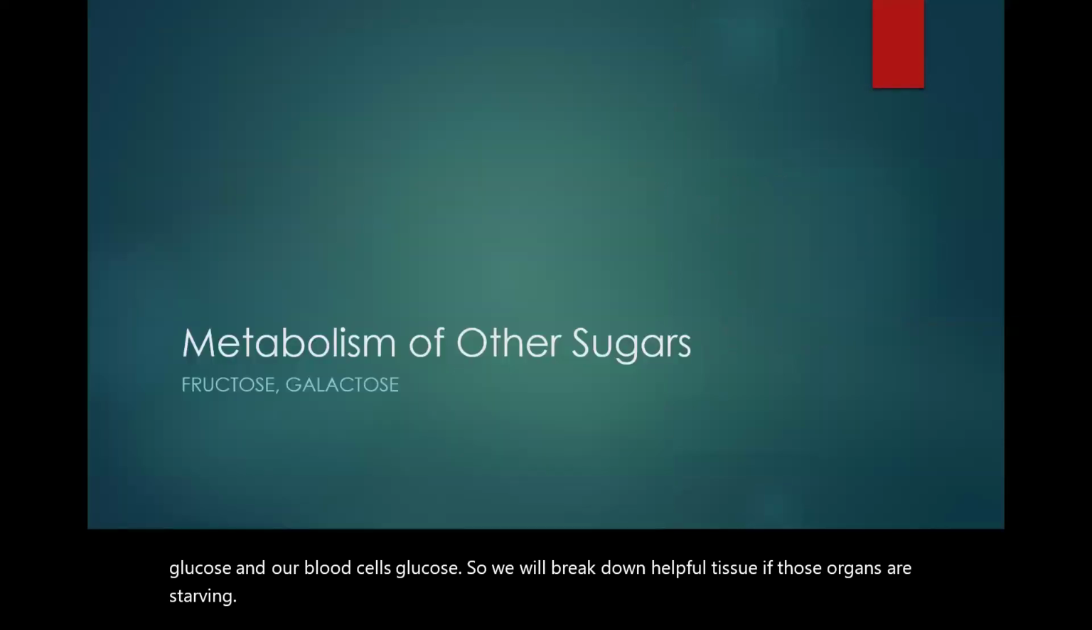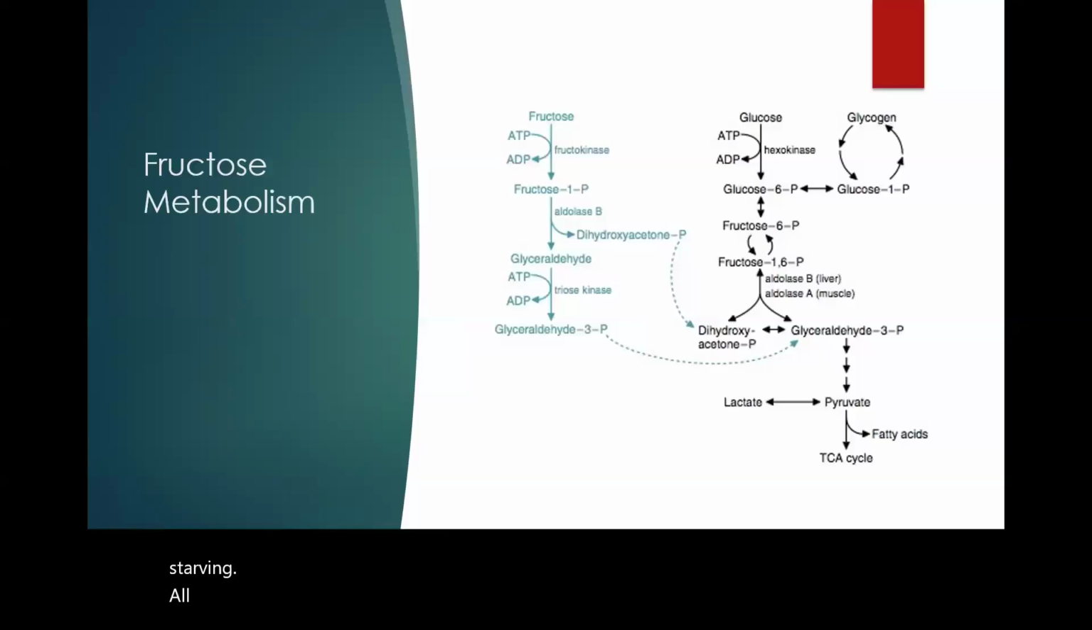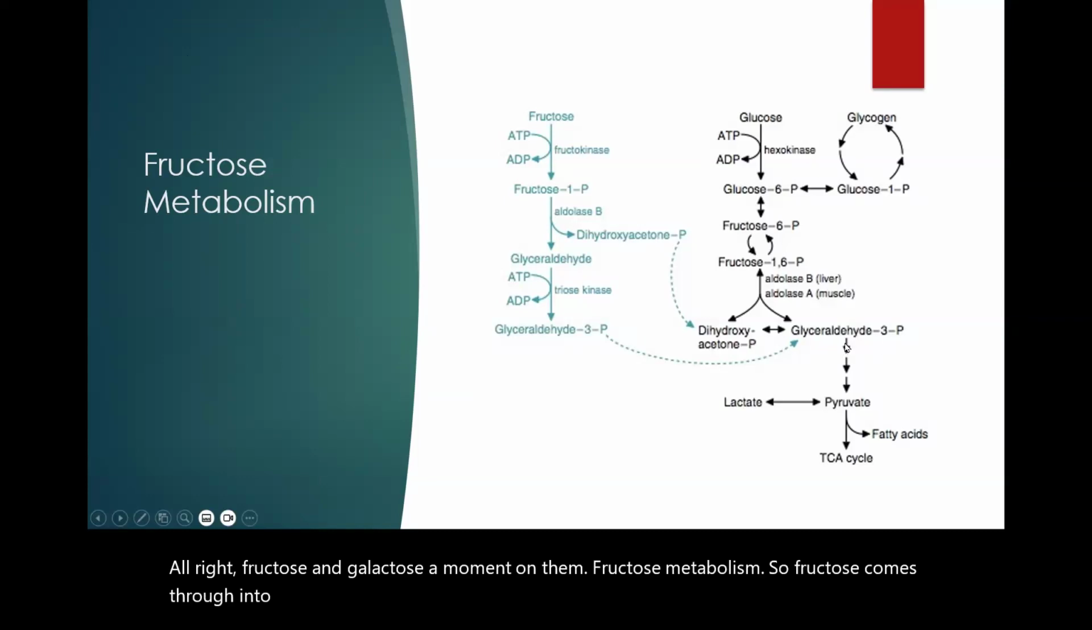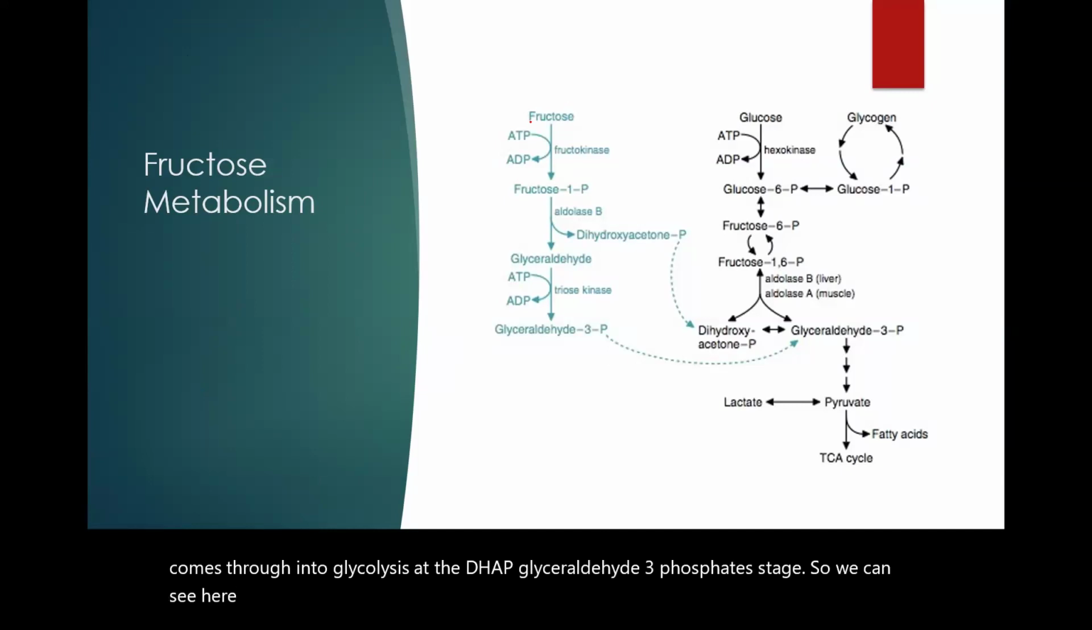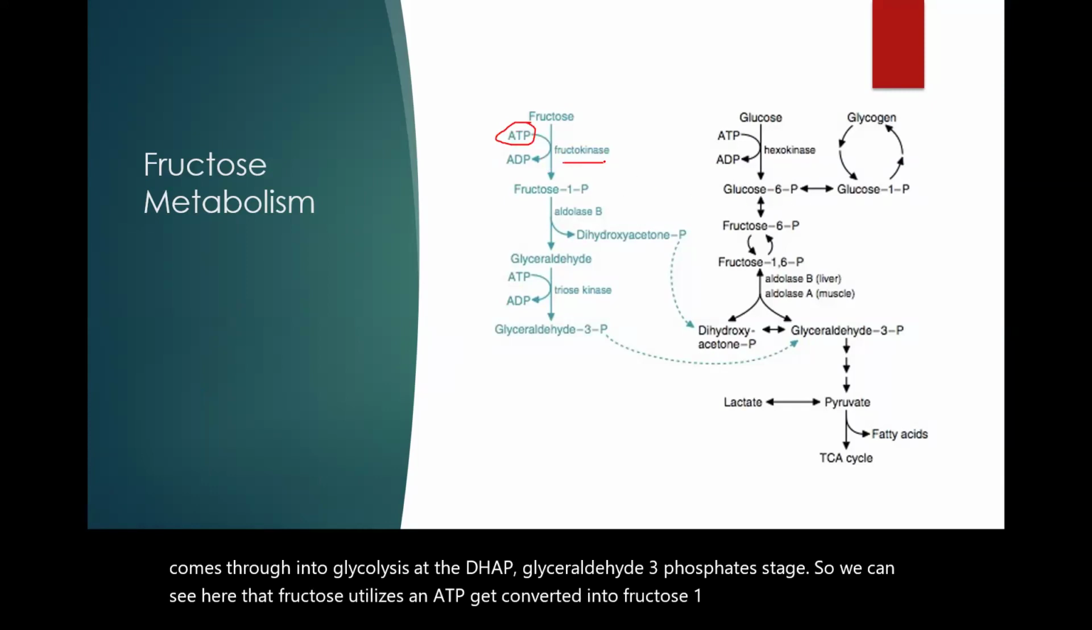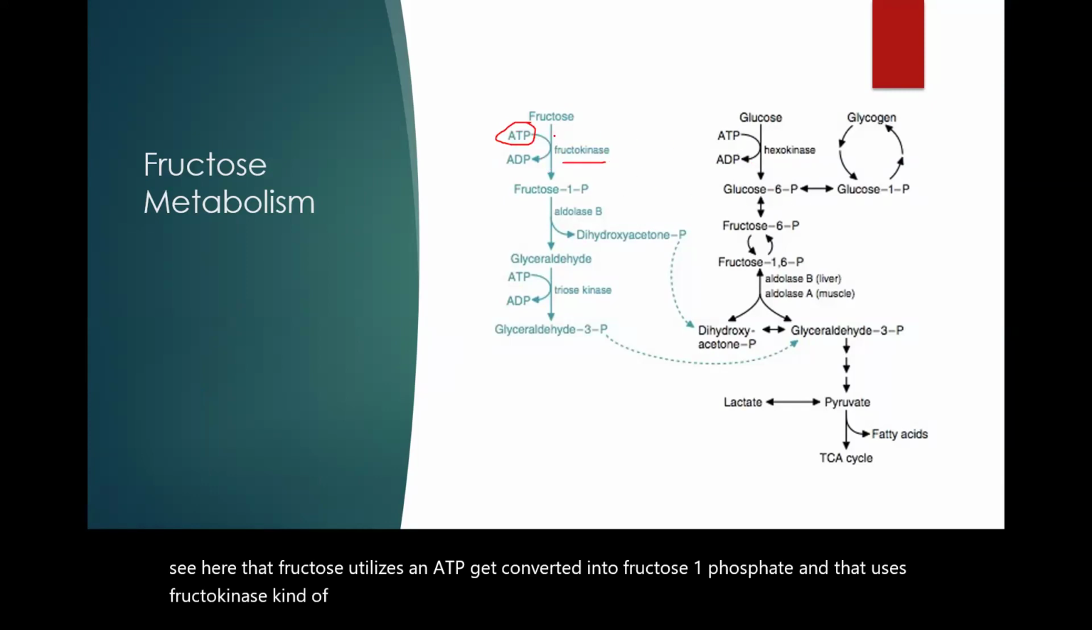All right. Fructose and galactose, a moment on them. Fructose metabolism. Fructose comes into glycolysis at the DHAP glyceraldehyde 3-phosphate stage. We can see here that fructose utilizes an ATP and gets converted into fructose 1-phosphate. That uses fructokinase, kind of like hexokinase. So we're at the equivalent of 1 ATP use.